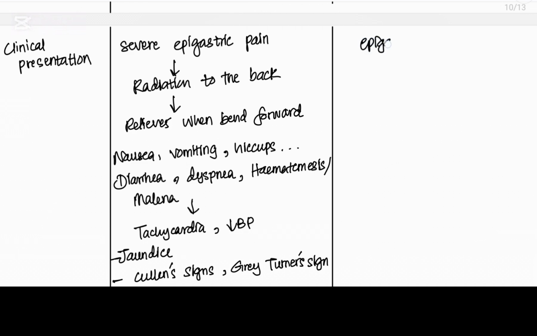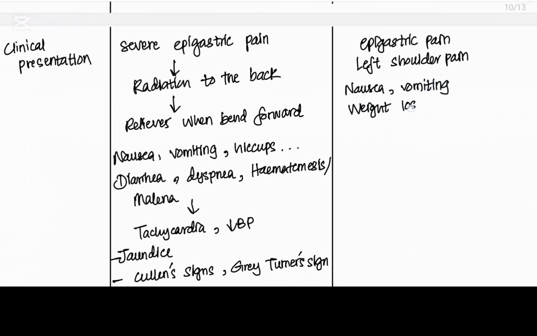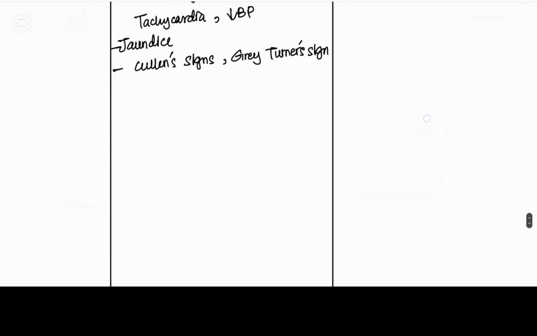So in chronic pancreatitis, similarly they can come with epigastric pain, or else they can have left shoulder pain because of the irritation of the diaphragm. And then they can come with nausea again, vomiting, and weight loss because of malnutrition and malabsorption. They have steatorrhea because the fats are not getting digested properly, and they can have diabetes because of the endocrine dysfunction.